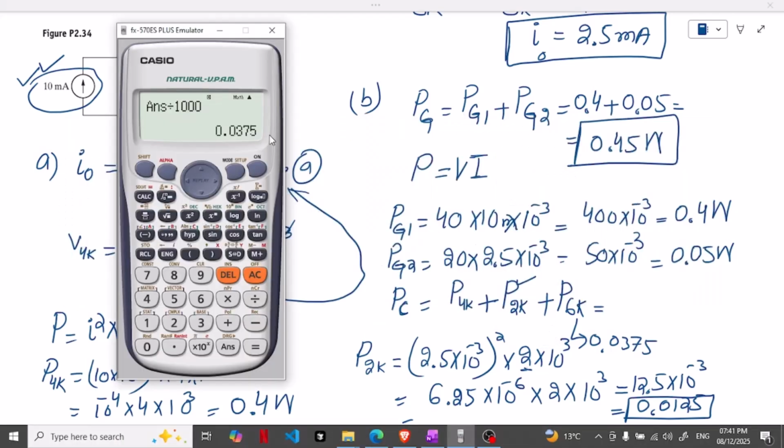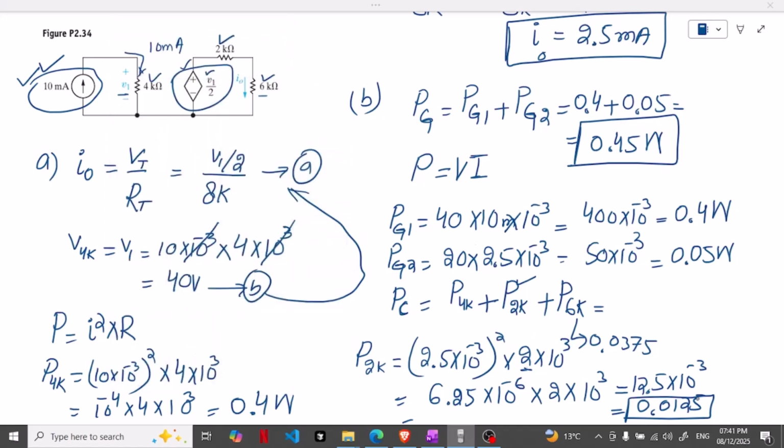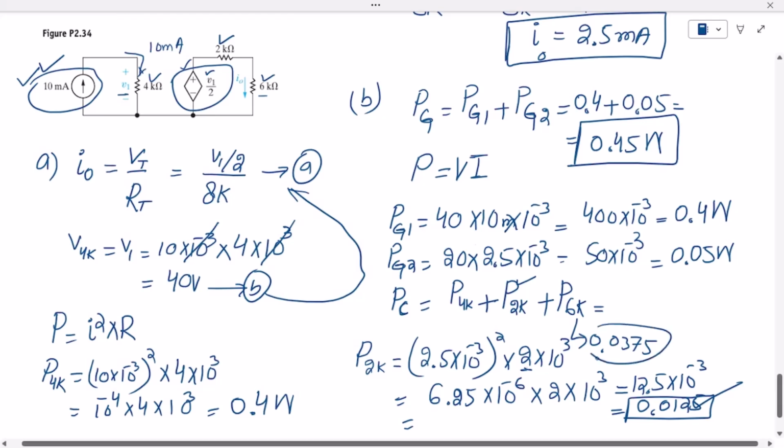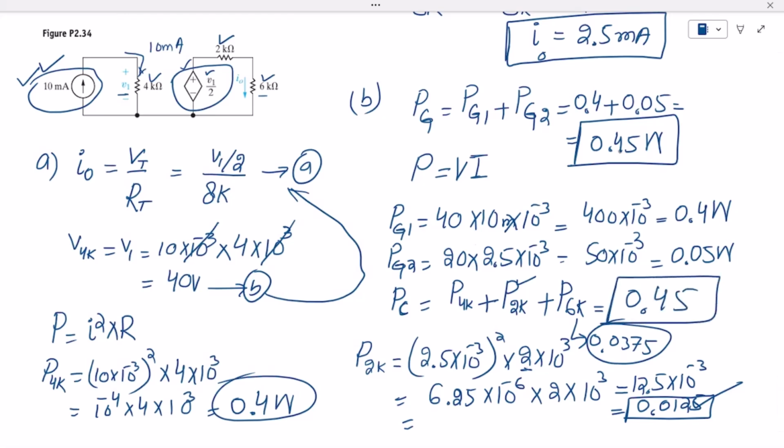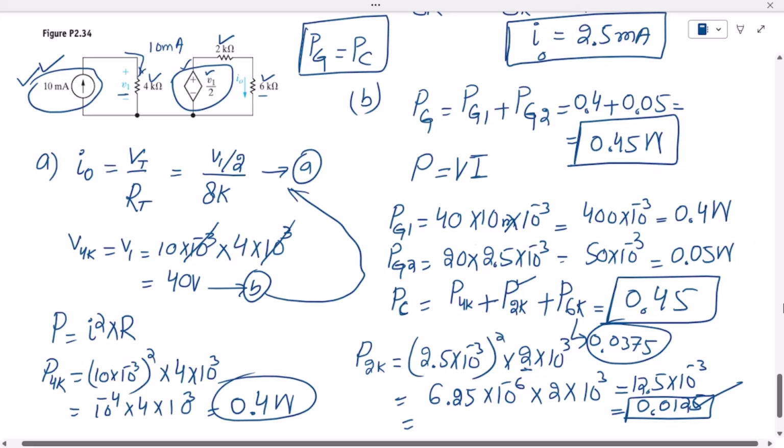Let me add all of them together. What will I get? So here it will be 0.0375 plus 0.0125 and plus 0.4, it will be 0.45. Because I have added these together, and I have got 0.45, and that is what you can see, that the value of the power generated is equal to the power consumed, and that is what we were looking for.